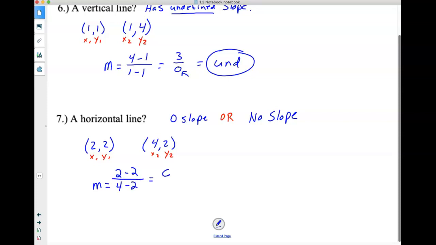That's going to give me 0 over 2. Bottom line, horizontal lines, you pick any points on that line, you are going to get 0 in the numerator of the fraction. 0 over anything equals 0 slope. Or they can say it has no slope because it doesn't go up or down, it just goes perfectly horizontal.